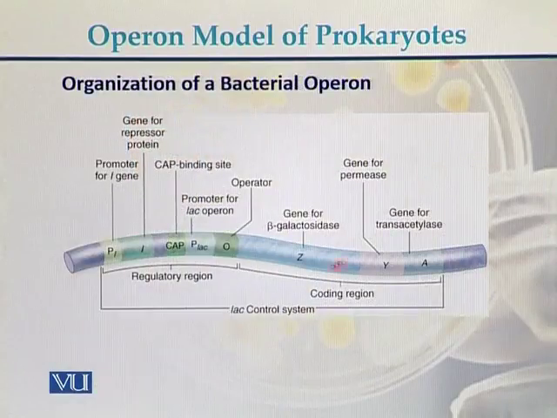In this diagram, we can see the lac control system, or bacterial operon. These are the genes which are called structural genes, or the coding region. Here we can see the operator region, then the gene for the repressor protein, then the promoter for the I gene, which produces a regulatory protein, and this regulatory protein controls the expression of the genes, whether by inducing or by repressing.